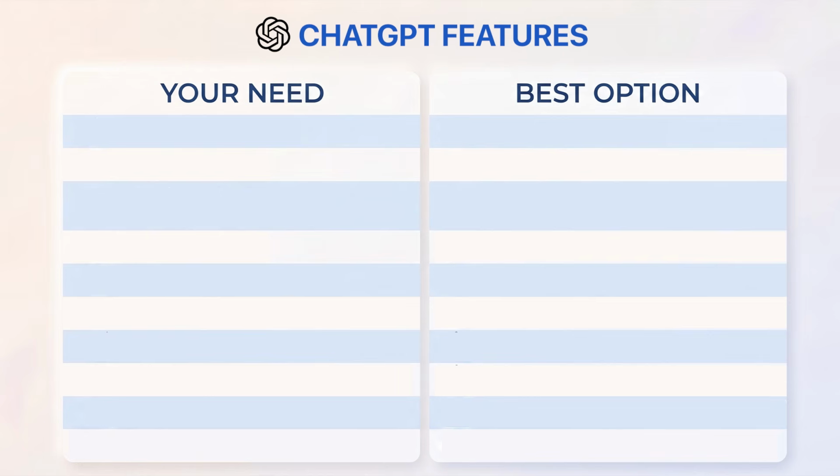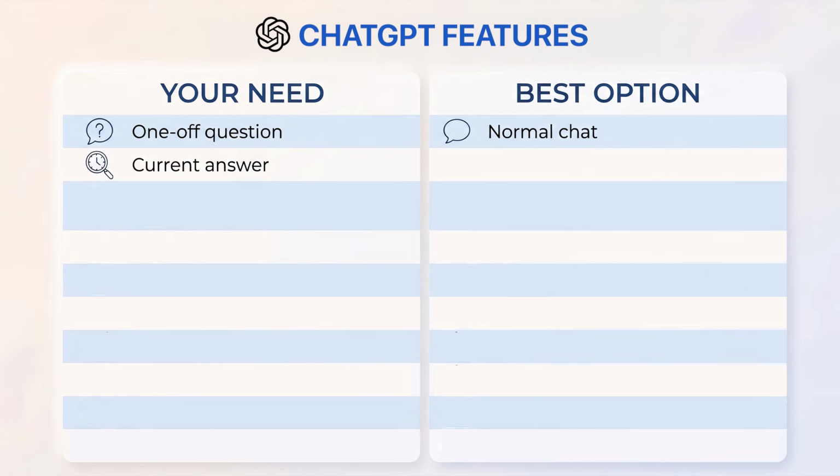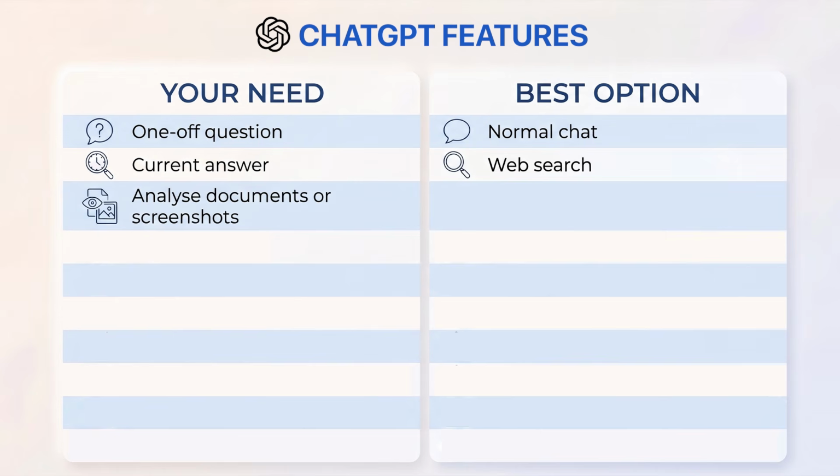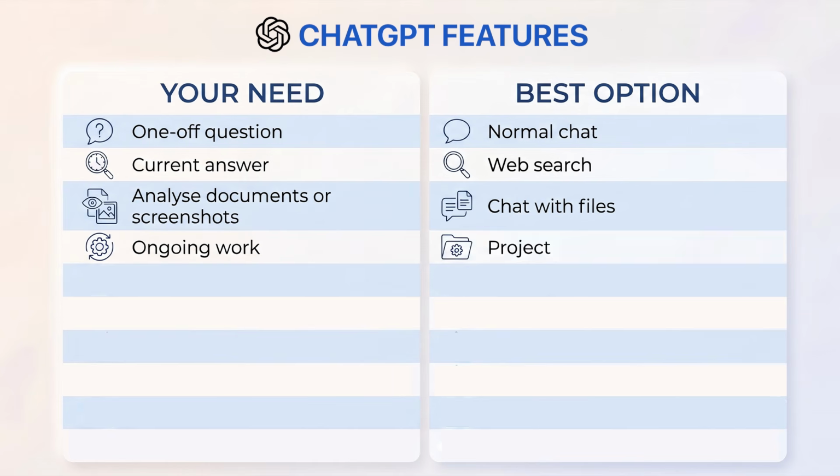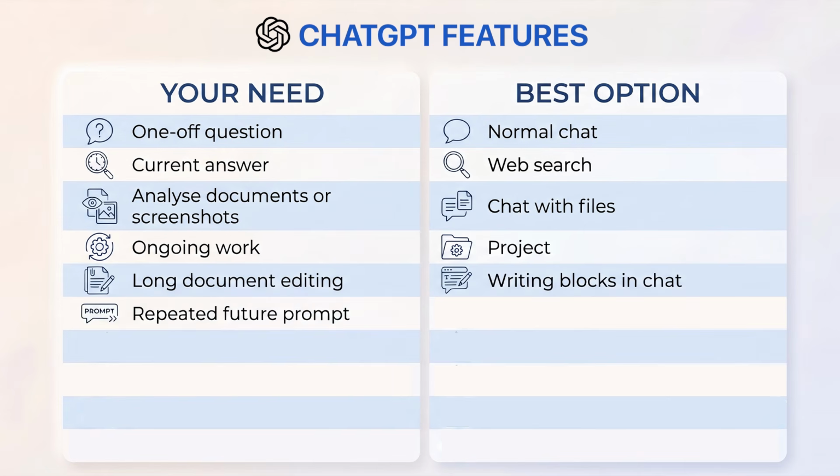So that was a whole load of features. Hopefully you have a good sense of how you can get to that agent mode in ChatGPT. But I've just created this quick decision framework to help you decide which feature to use when. So if you need a one-off question, you're best to just use a normal chat. If you need a current answer based on live data, you should enable web search. If you need to analyze documents or screenshots, you should use a regular chat and attach files. If you need something for ongoing work, I recommend using projects. If you're editing long documents, I recommend using the writing blocks in chat. If you have a prompt that you need to repeat on a regular basis, use tasks.